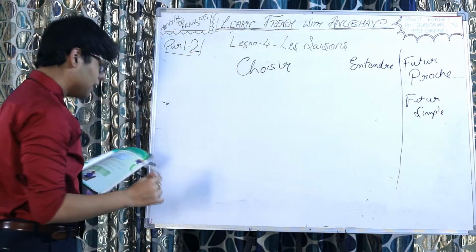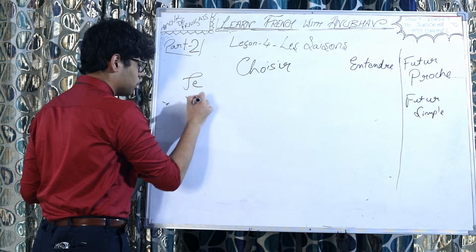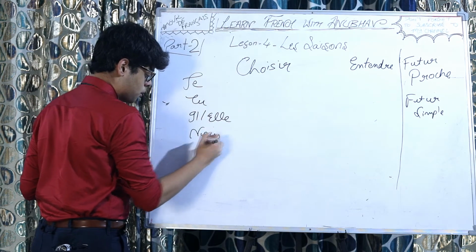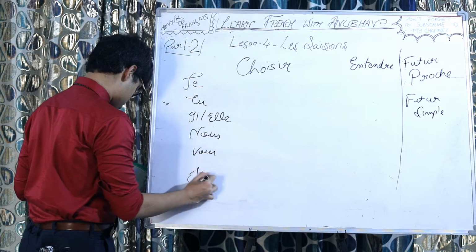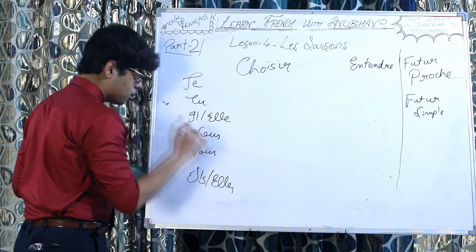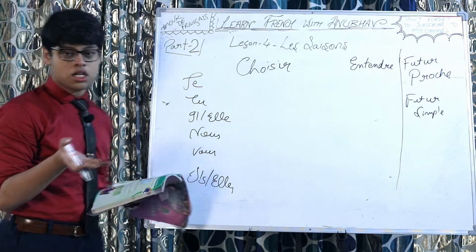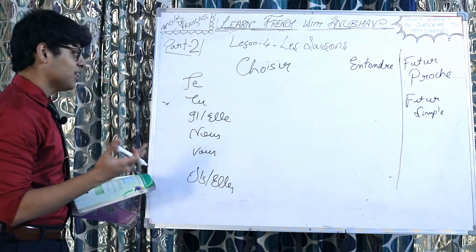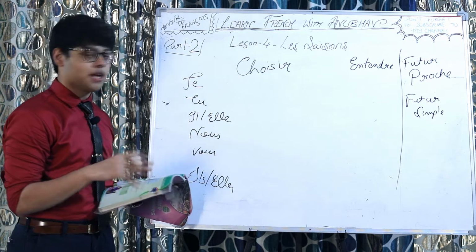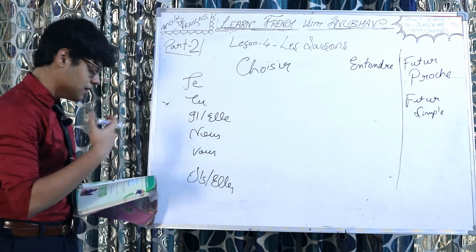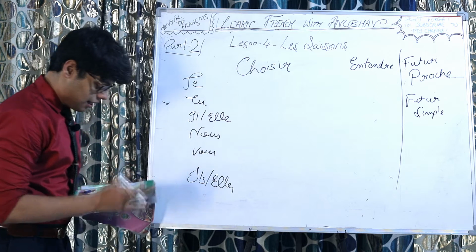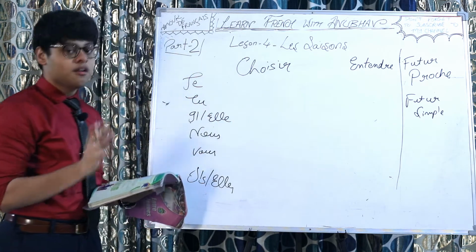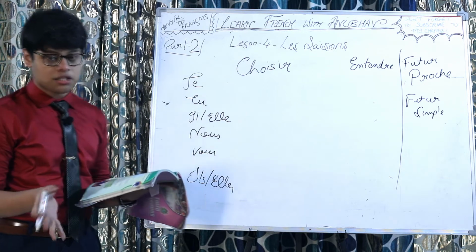And let's conjugate them. So we have je, tu, il, elle, nous, vous, ils, elles. We have been discussing this since a long time. Je means I, tu means you, il means he or it, elle means she, nous means we, vous means you, and ils and elles mean they. We have discussed it a large number of times.